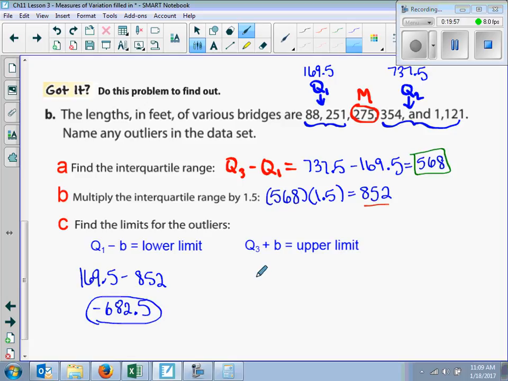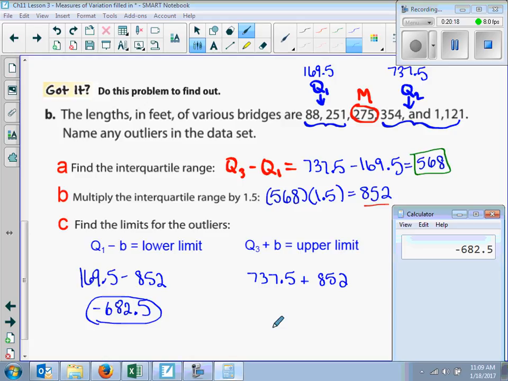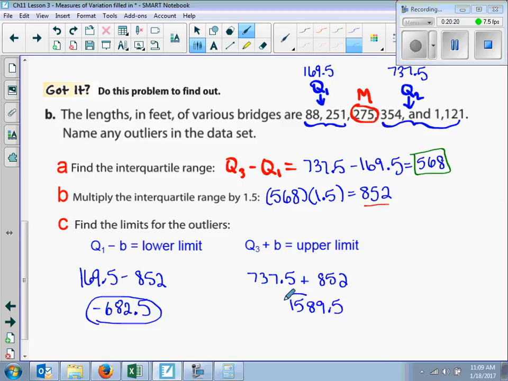To find the upper limit, we're going to take quartile 3, which is 737.5, and then we're going to add 852. Is everybody clear? So when we do that, this is our upper limit, okay? So, do I have any numbers that are lower than this negative 682.5? No. Do I have any numbers that are higher than 1,589.5? No. So, do I have any outliers in this data? No outliers in this data.